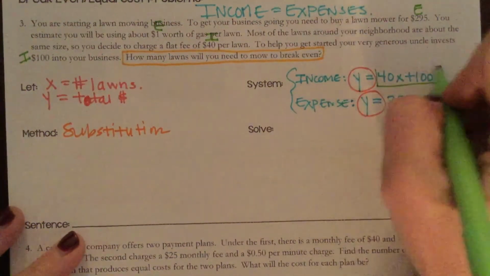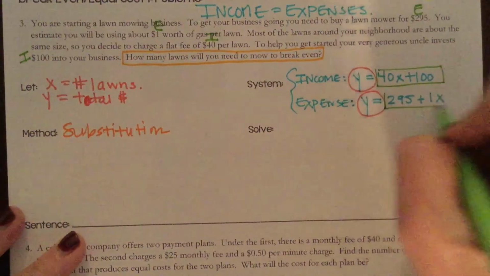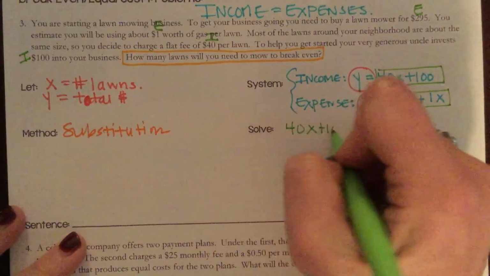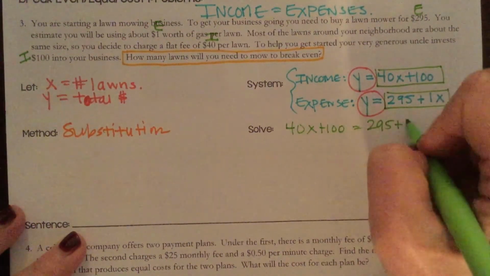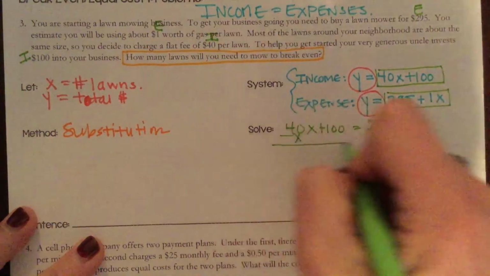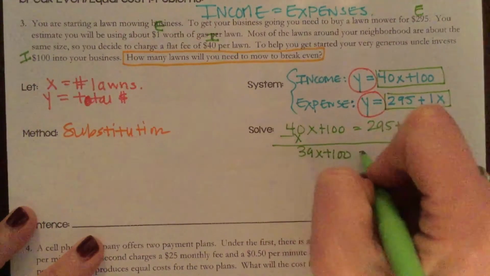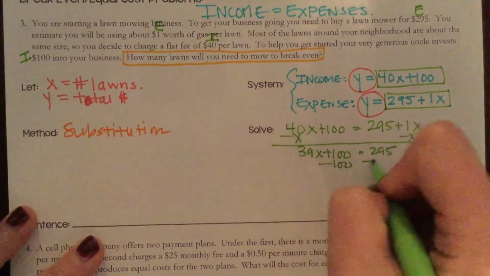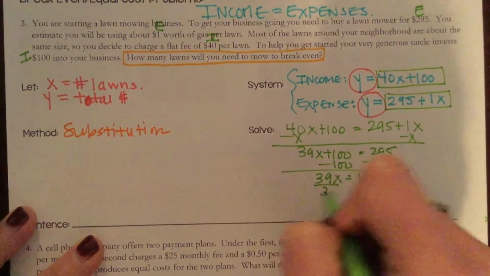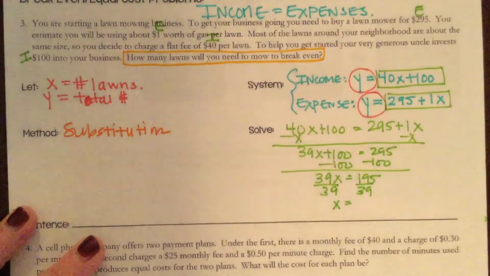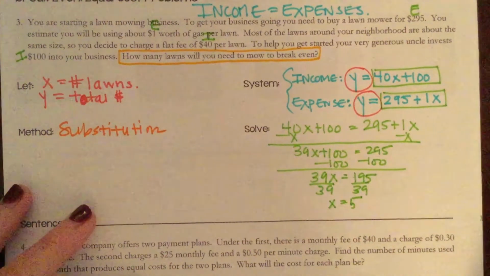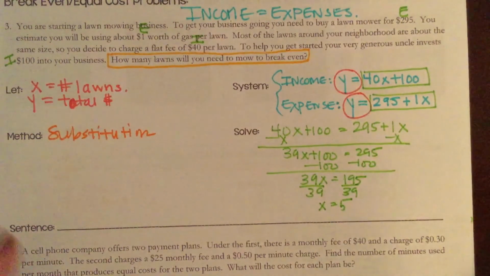So y is equal to 40x plus 100, and y is equal to 295 plus 1x. So 40x plus 100 is equal to 295 plus 1x. Combining our x's, we get 39x plus 100 is equal to 295. Combining our constants, we get 39x is equal to 195. And when we divide, we end up finding the x, or the number of lawns we need to mow, is 5. At 5 lawns, our income and our expenses will be equal.